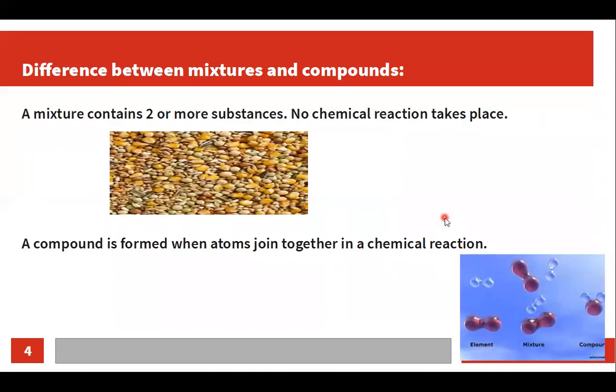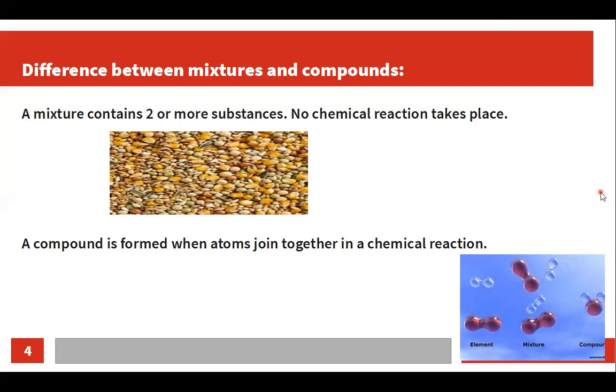Let's move on. Differences between mixtures and compounds. A mixture contains two or more substances, and no chemical reaction takes place. For example, you could get seeds and mix them all together in a big bowl. That'd be a mixture, but you're not combining them by, say, melting them together. A compound is formed when atoms join together in a chemical reaction. In the bottom right you can see an example of an element: some atoms bonded together, but they are the same element. Then we've got a mixture, where different elements are next to each other but not chemically bonded. And we've got a compound, where different atoms are chemically bonded together.